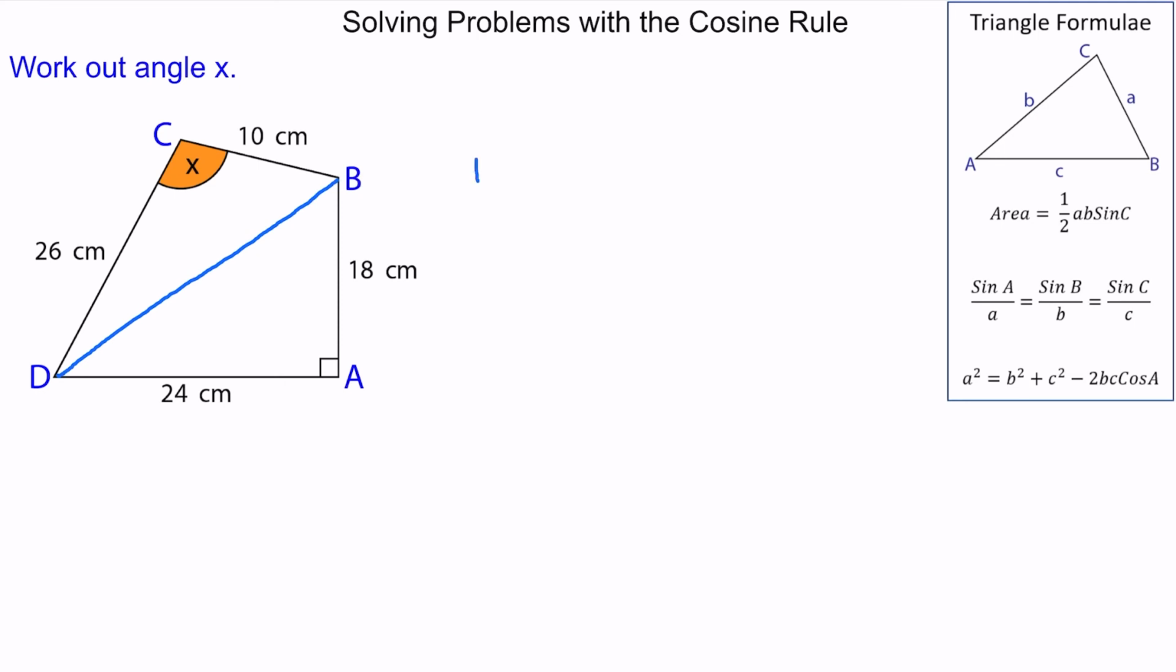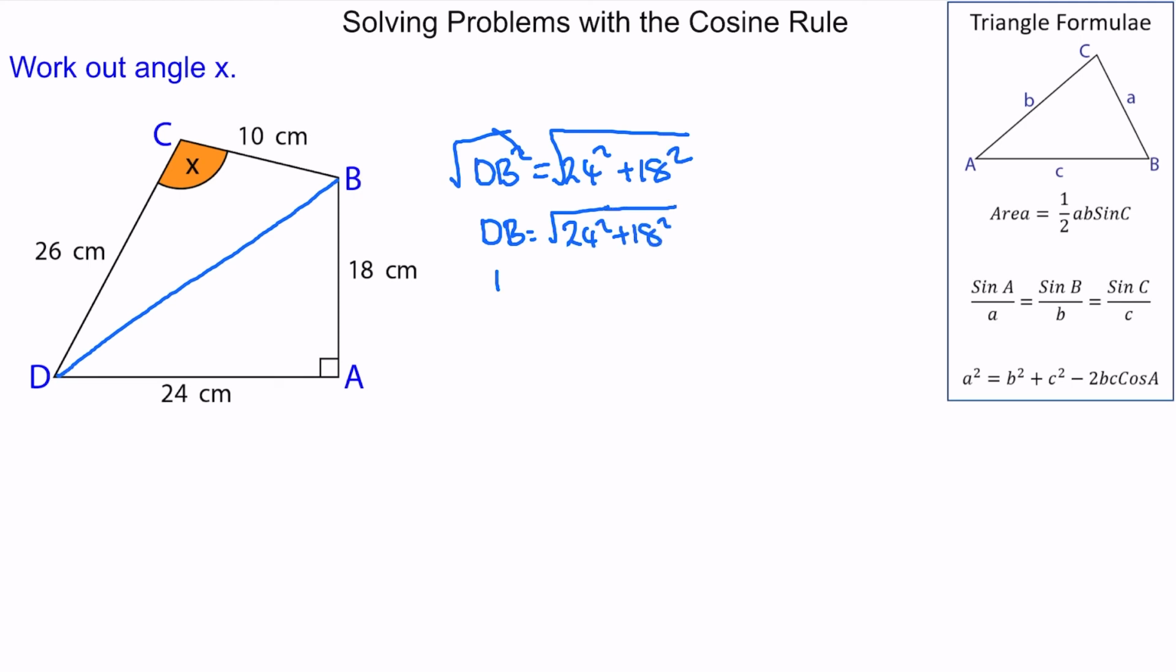So we have D to B squared is equal to 24 squared plus 18 squared. So we'll take the square root of both sides, and these will cancel. So D to B will be the square root of 24 squared plus 18 squared. And this gives us 30 centimeters. And I'll mark this on our diagram. So now we know the three lengths around the triangle, we can use these to work out X.